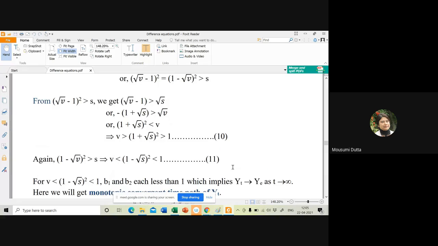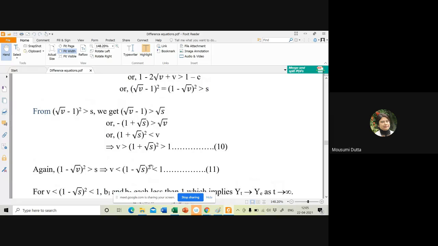Next, please do the steps for this equation, 1 minus root V whole square greater than S, and please check whether you are getting this. So please complete the steps for this. Once you complete, I'll request any one of you to present the thing. So please do it, check whether you are getting this value or not. Please do it.